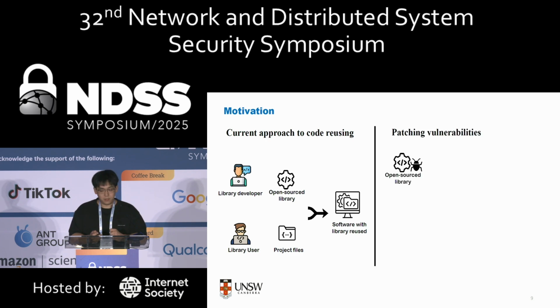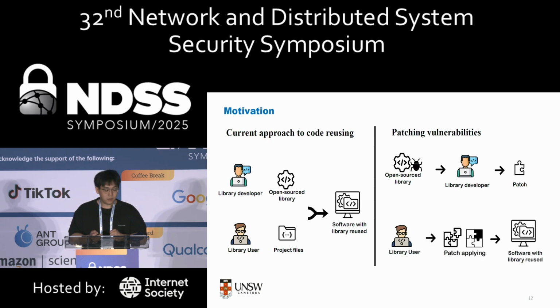But what if there is a vulnerability inside of the open source library? In the traditional way of patching, the library developer will build a patch and also put it on the online platform, and the library user will try to collect the patch and apply it to their software so that their software will be protected. A one-day vulnerability might be propagated to the downstream software if it is not properly patched.